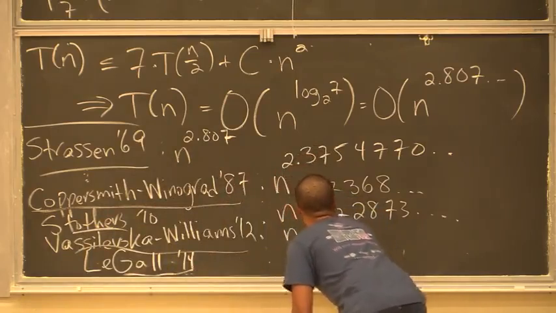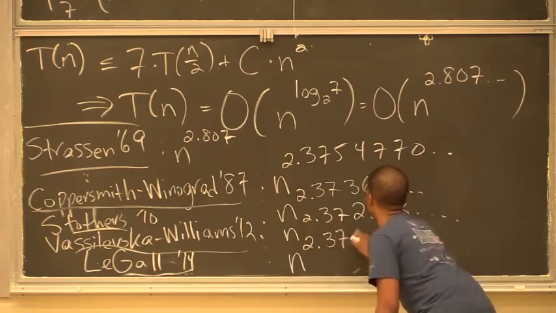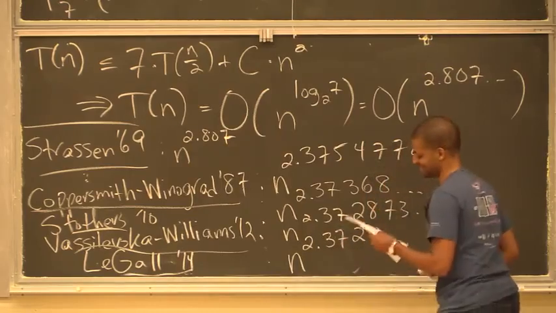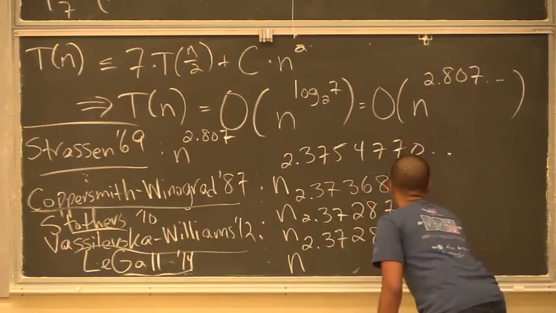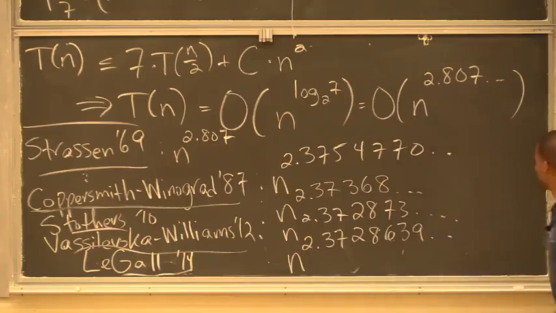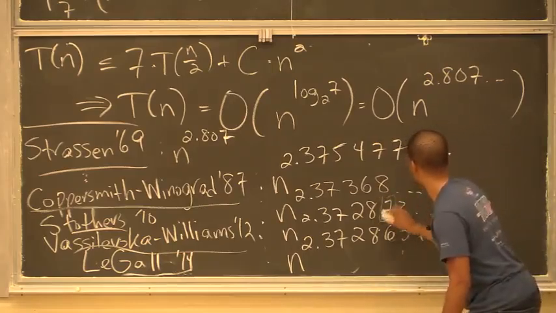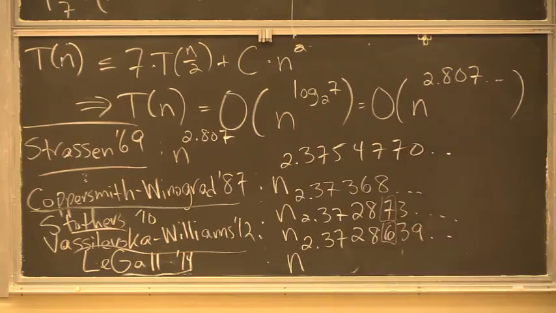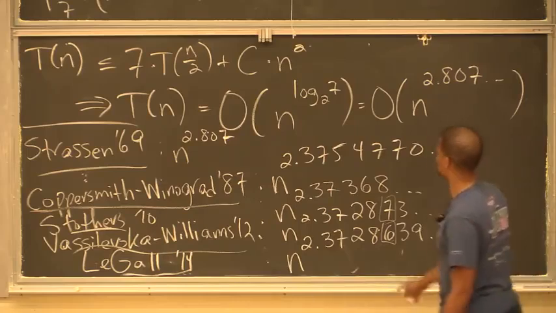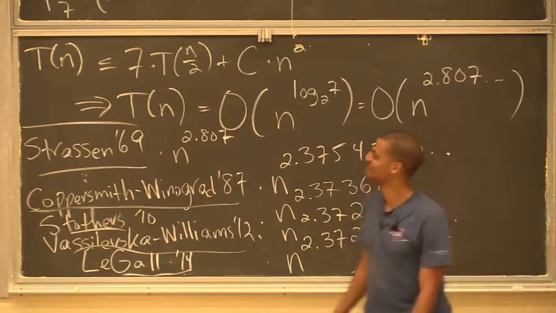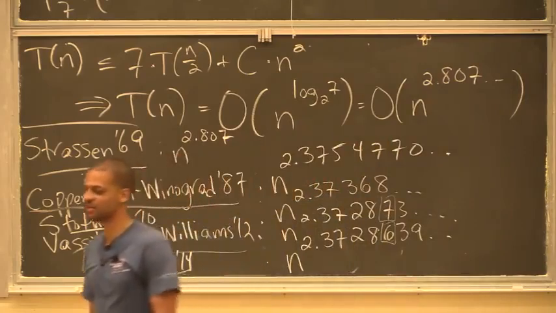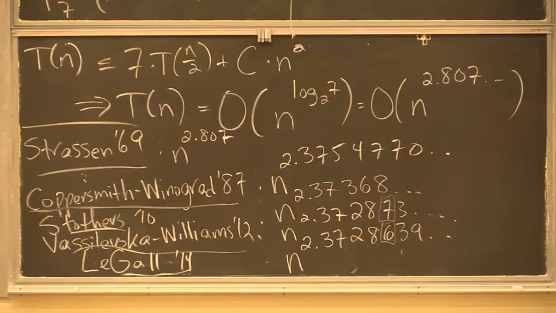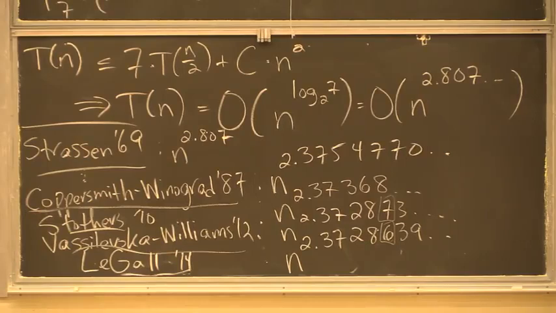And he got n to the 2.3728639. Okay, so, just in case you didn't notice, this is the digit that changed, okay? And note, all of these are pretty close to Coppersmith and Winograd, if you haven't noticed, but that's where we are right now, okay? So matrix multiplication is still, unlike integer multiplication, which is essentially a solved problem now, we still have no idea what the best algorithm is for matrix multiplication.